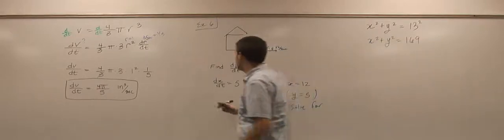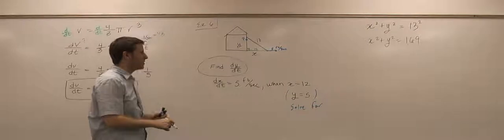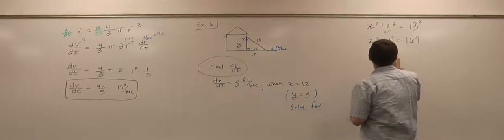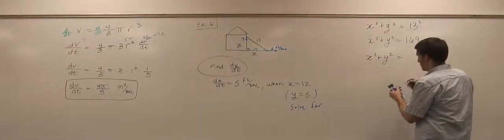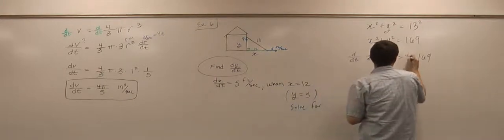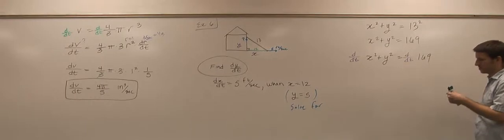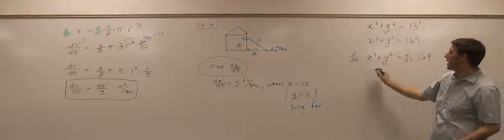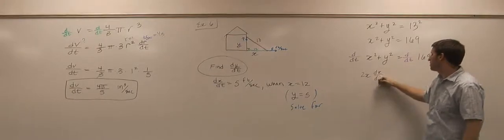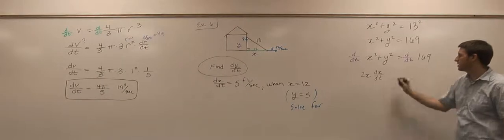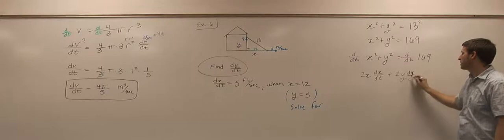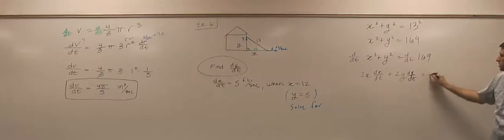Because I'm trying to get at dy/dt, I'm going to derive both sides with respect to t. So this will be 2x dx/dt, right? The 2 comes down, but then you need to multiply by the derivative of x, plus 2y dy/dt equals 0.